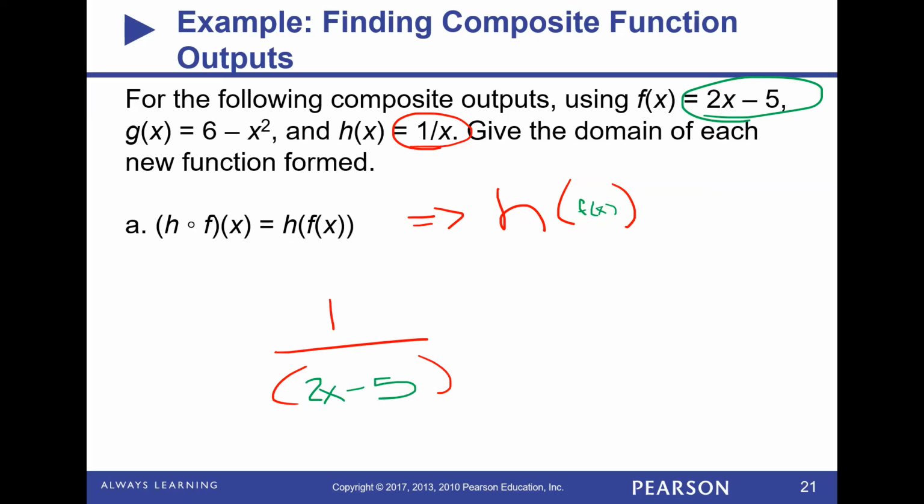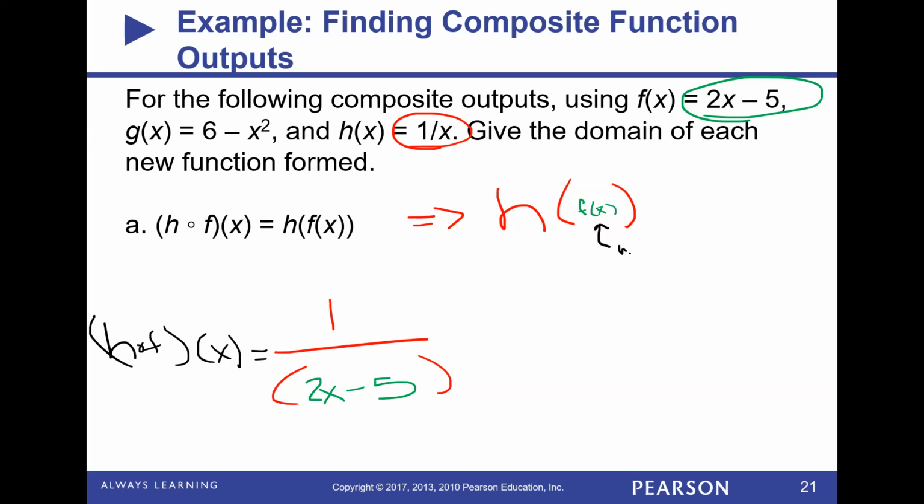Okay, and that basically gives me what my answer is. So H composed of F evaluated at X is this whole new function here, 1 over 2X minus 5. Now, in order to do the domain, we're going to start with basically right here.